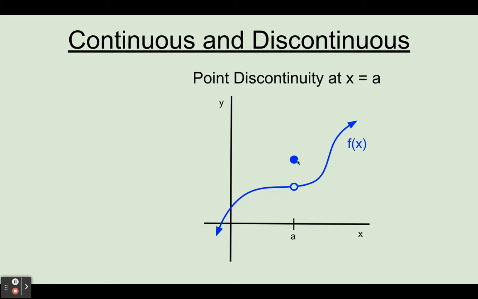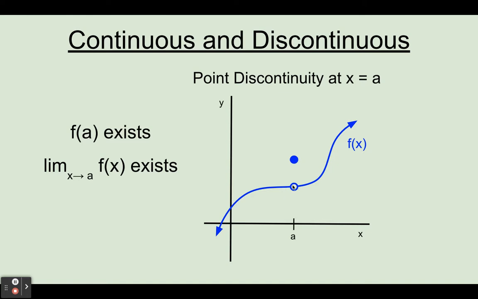Okay, so now, how do we figure out what type it is using limits? Well, first thing is, I know f of a exists because I have a closed circle, so that's okay. The second thing is, I'll do the limit. And I know the limit exists because it has the same behavior. It connects at an open circle.